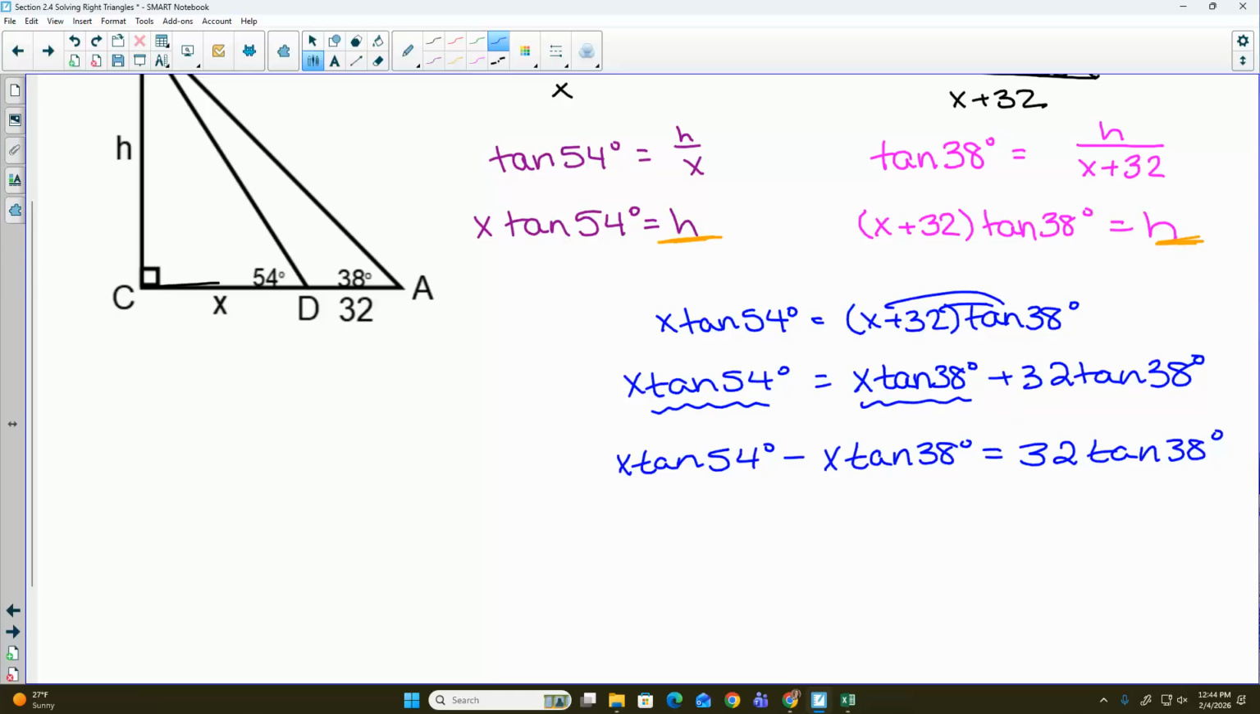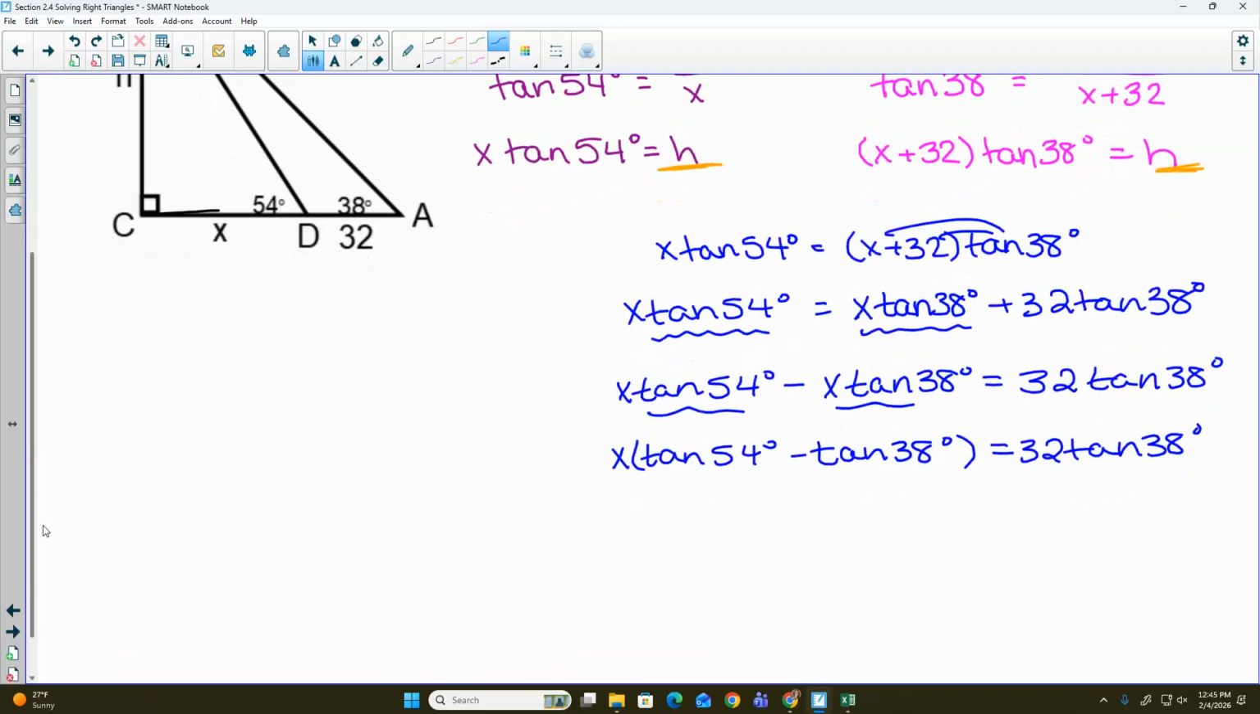All right. I know it's ugly. Have I lost anybody? We are two steps from the answer. What do both of these terms have in them? An x. So what should I do with that x? Take it out. So now I have x times something, so to get it by itself, we just divide.